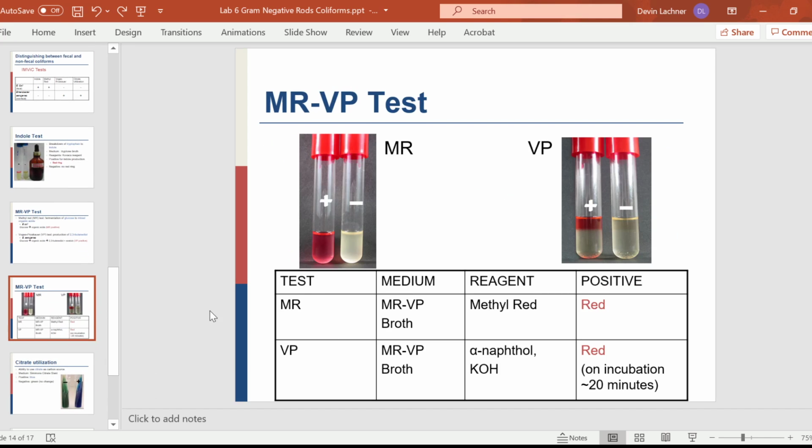And when we get these tests, we see that for the positive result for the MR, the broth is red, and for the negative result, the broth has not changed color. It's still kind of this opaque color. And then for the VP, we have this ring on the top, just in the very top of the test tube in the broth, as the positive result, and then the negative result is no color change again. So it's very easy to see the difference between the positive and the negative for these ones. It's just whether it's red or not.